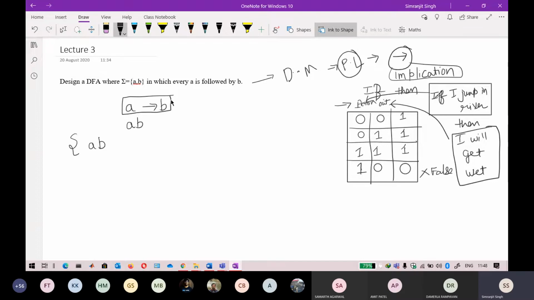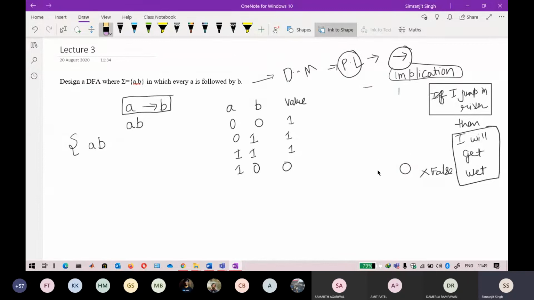Okay, so if I just write it in the implication form, so this is A, B and this is the truth table. So there will be the value here. What will be the value? Okay, so 0, 0, 0, 1, 1, 1 and 1, 0. Okay, so you remember the truth table, only 1, 0 is 0, all the other outputs are 1. Okay, so now just recite it in the keywords here. You will understand more clearly what I want to say.